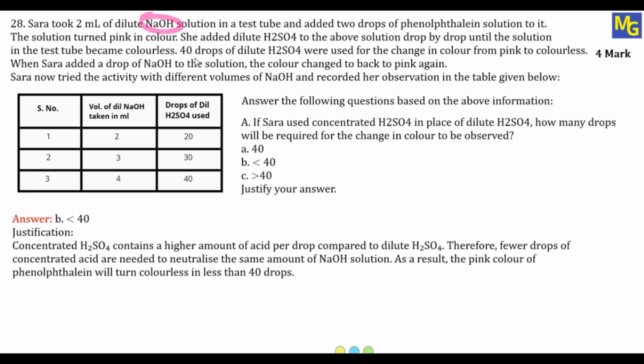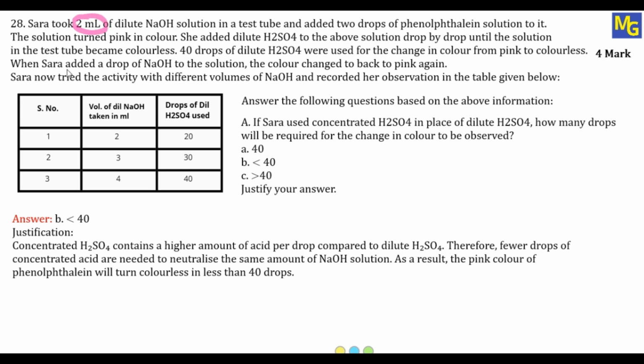Now, 40 drops of dilute H2SO4 were used for the change in color from pink to colorless. Here, as I told, H2SO4 is added drop by drop. How many drops were required? 40 drops of H2SO4 were required to neutralize this 2 ml of NaOH.